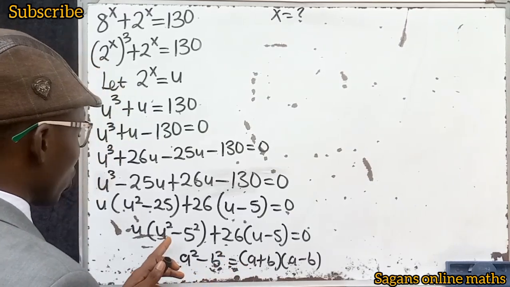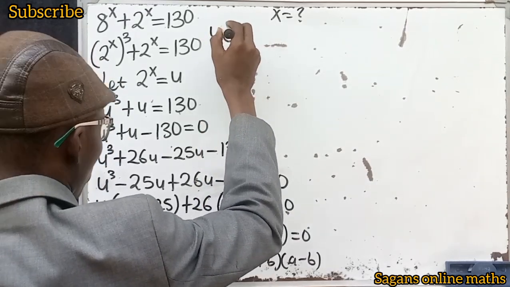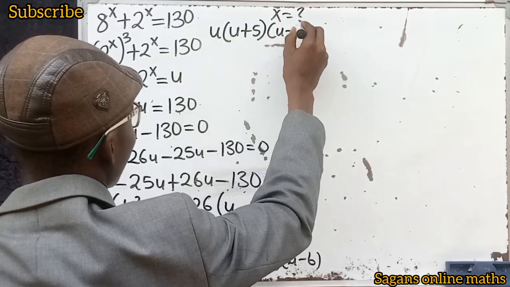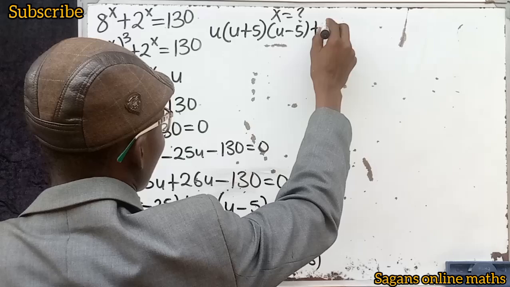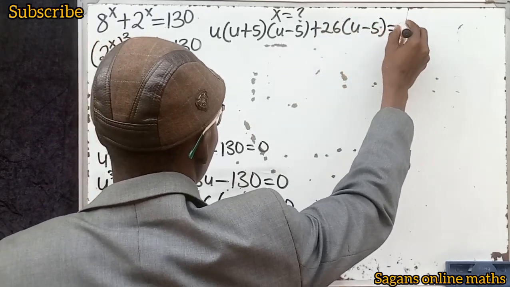So if this is the case, we can do something very interesting here. This will become u into u plus 5, into u minus 5, then plus 26 into u minus 5. All this equals 0.